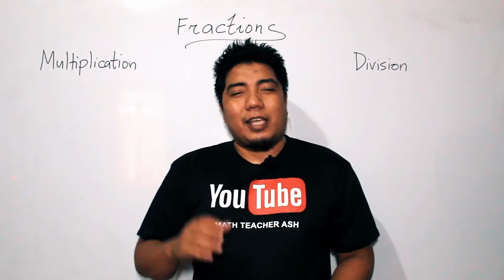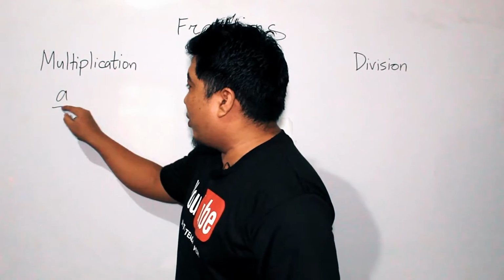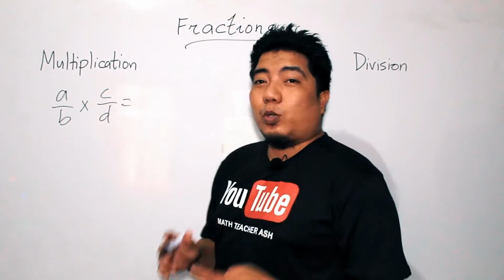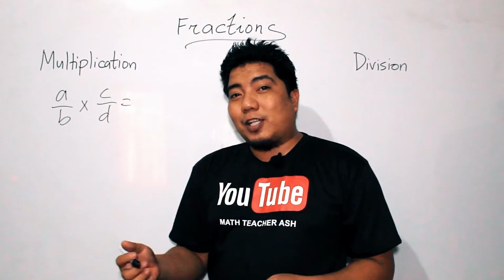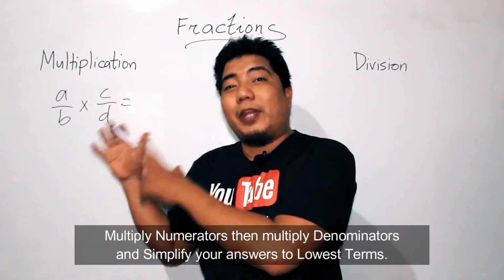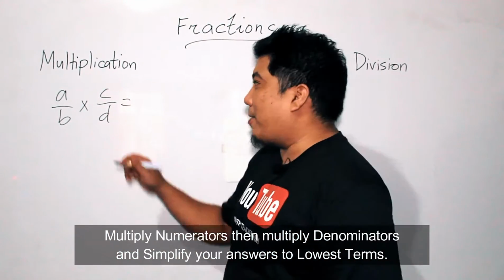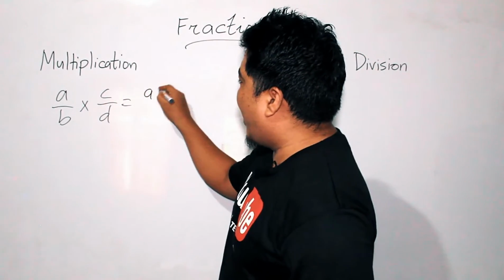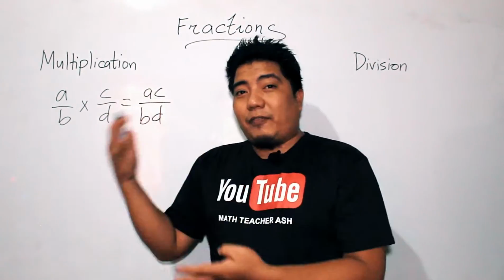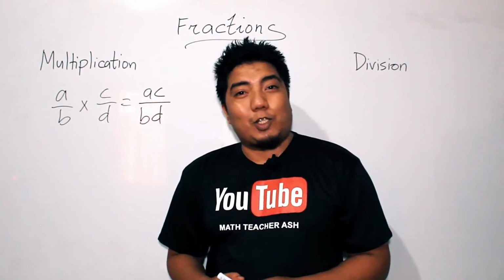Why? Because in multiplying fractions, if you have A over B multiplied by C over D, regardless of whether they are similar or dissimilar fractions, you just multiply numerators and then multiply denominators and then simplify. So A times C will be AC, B times D will be BD. And remember always to convert your final answer to its lowest terms.